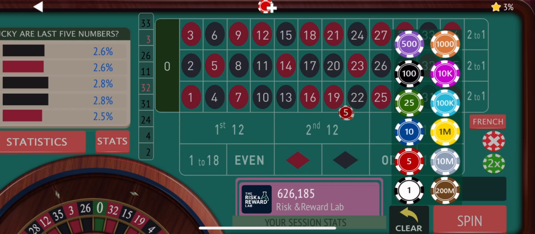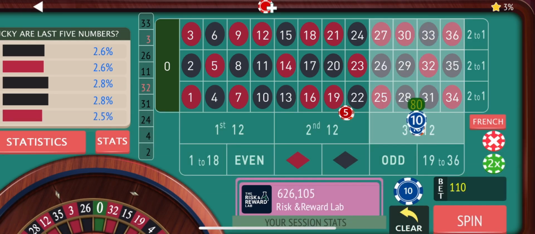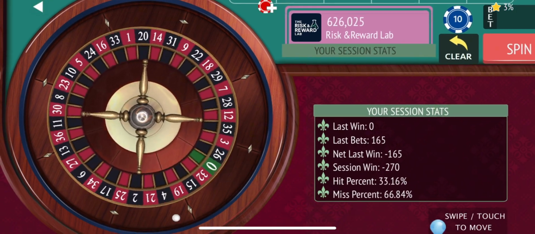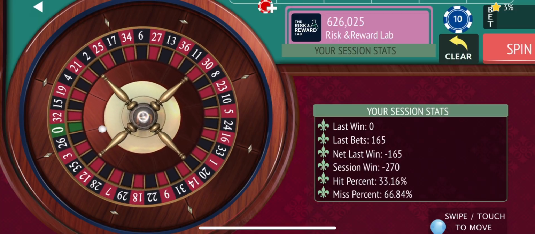I do want to point out, look at the previous spin board, and you can see that the dozens are alternating. There's probably about 5 in a row that alternated, and that is common, so that's a semi-flaw of the system.